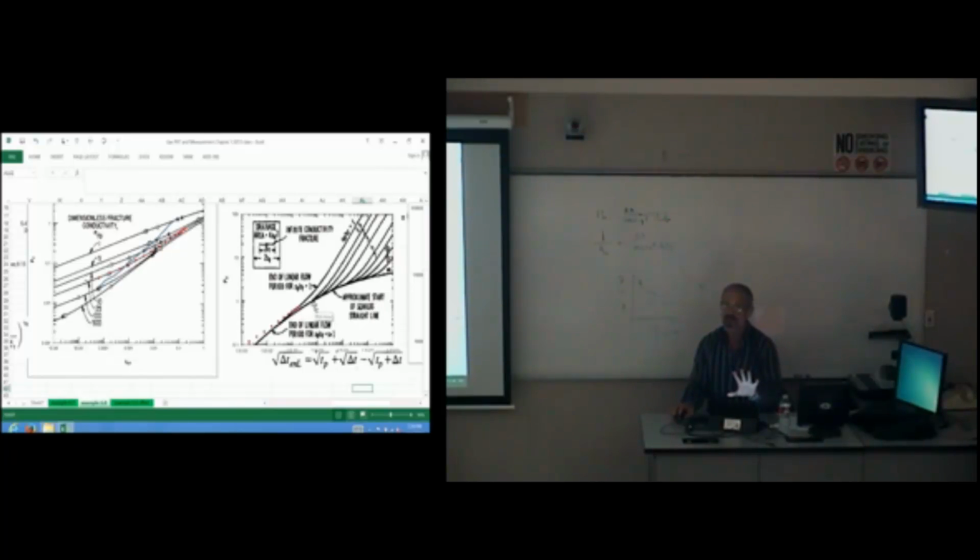The thing I like about the Gringarten type curve is it shows me what happens if I go into radial flow. But in most cases I don't. I kick up into boundary dominated flow.